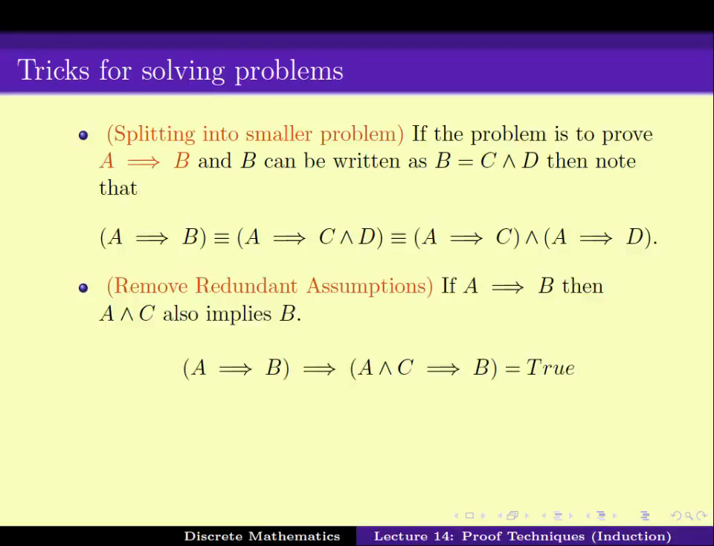The second option is removing some kind of redundancy in the assumptions. Namely, if A implies B, that would imply that A and any other assumption will also imply B. So if the given set of assumptions is A and C, one might want to remove the redundant assumptions, and that would make this problem neater and hence easier to solve.